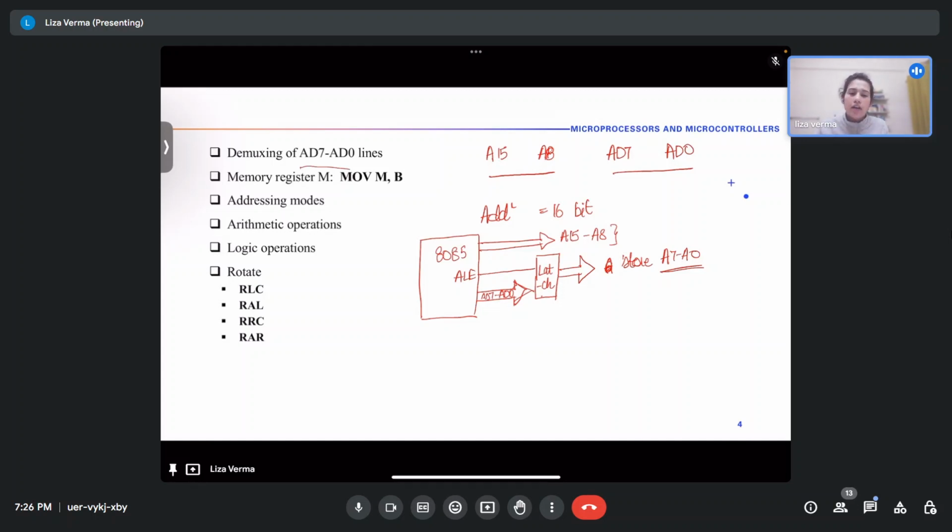Once this address is loaded to the latch, this ALE signal will go to 0, which means it will no longer enable the latch. It already has the data A7 to A0, which signals 8085. Once ALE is off, it signals 8085 that this bus is now available for the data D7 to D0. So now the address is all known, and the data bus is also available for fetching the data.